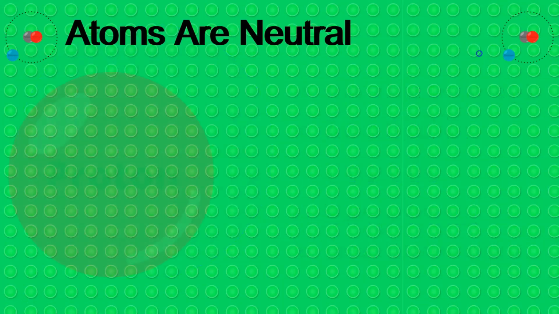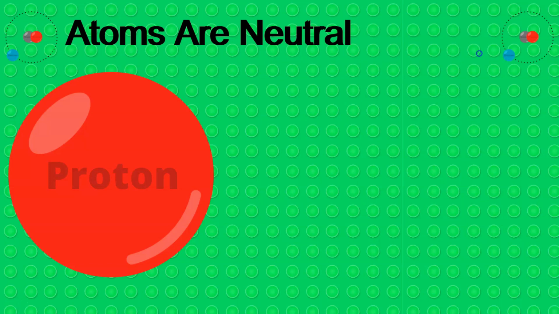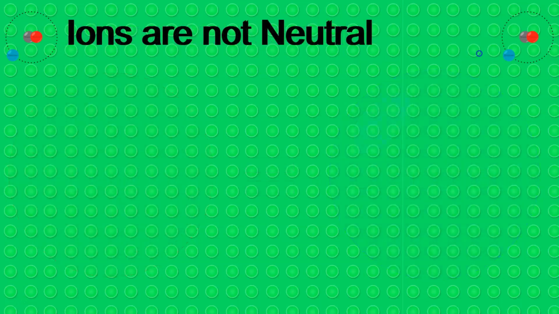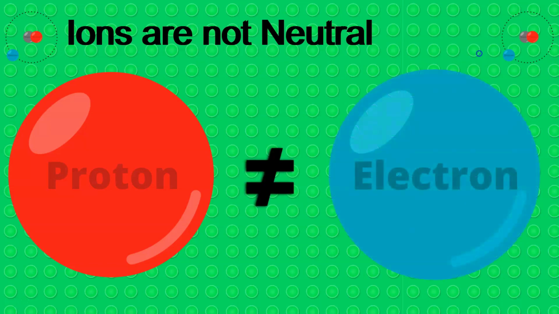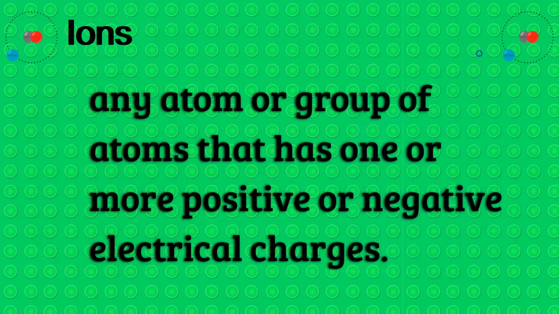Now, atoms on the periodic table are neutral, meaning the number of protons is equal to the number of electrons. Ions are not neutral, so that means the number of protons is not equal to the number of electrons. So, ions are any atom or group of atoms that have one or more positive or negative electrical charges.